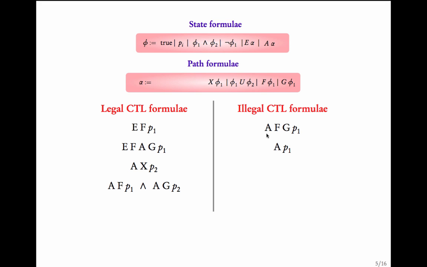AP1. For example, look at this. If AP1 is formed from this grammar, then it should have used the rule phi can be A alpha, where alpha is a path formula. Now look at alpha. Alpha needs to have the temporal operators X, U, F or G, but this is not the case. In the case of CTL star, we had a phi here which could derive AP1, but that has been eliminated. So AP1 is not a legal CTL formula.